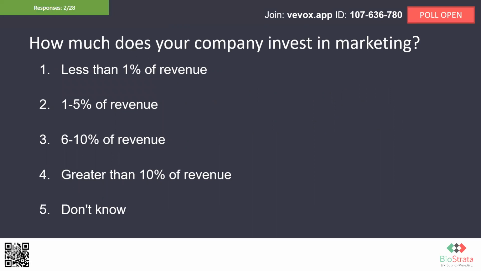How much does your company invest in marketing as a function of revenue? Is it less than 1% of revenue, 1 to 5%, 6 to 10%, more than 10%, or don't know?